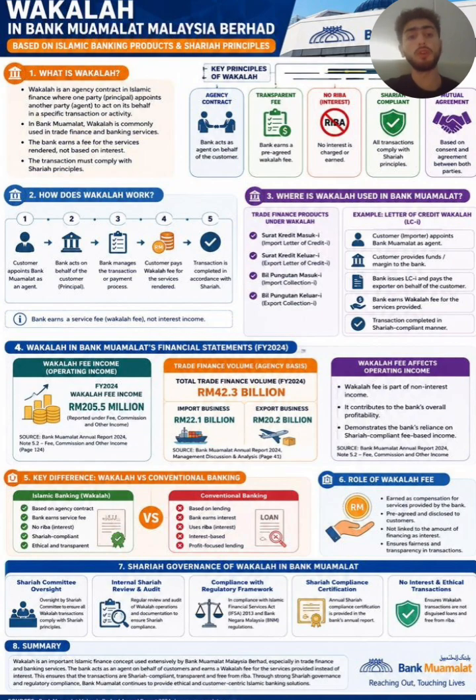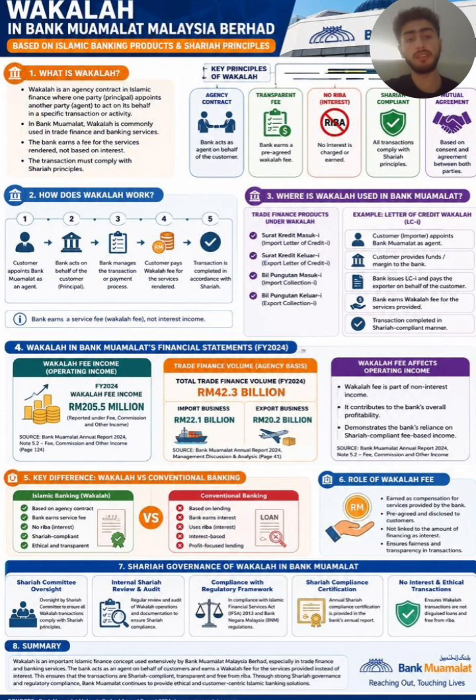Now, moving on to the final section, the summary. Wakalah is an important Islamic finance contract in which the bank acts as an agent on behalf of its customers and earns a service fee instead of interest. It is widely used in trade, finance, and banking services because it provides a practical and Sharia-compliant solution for modern financial needs.